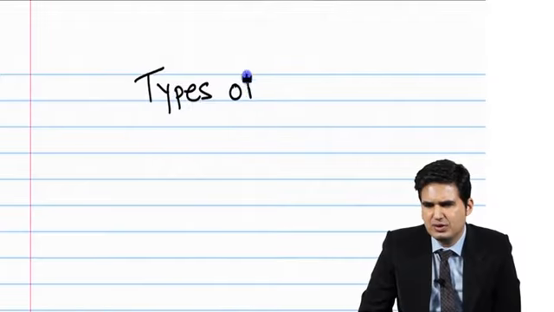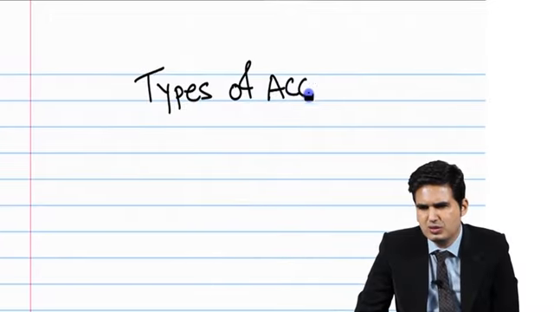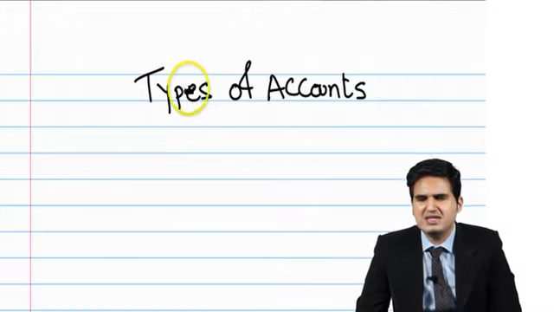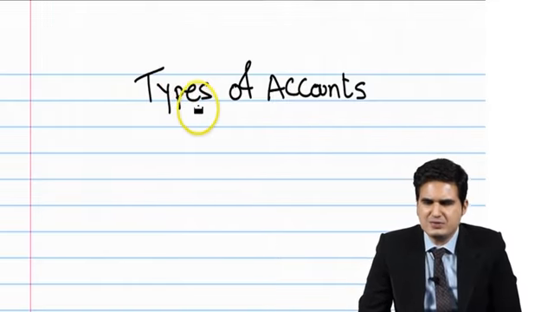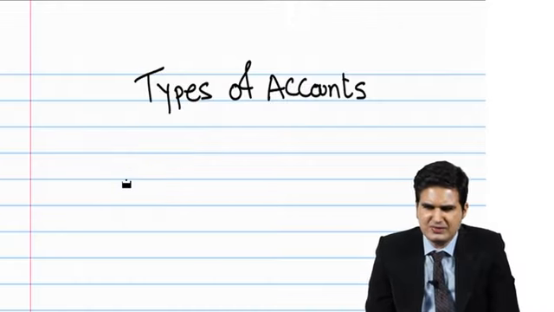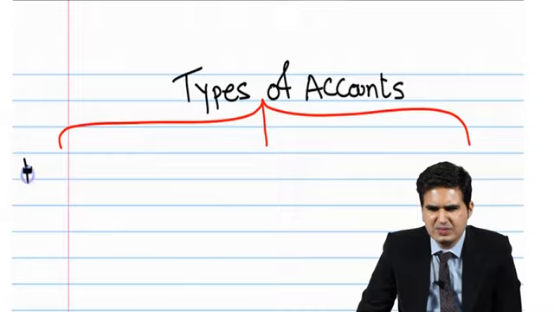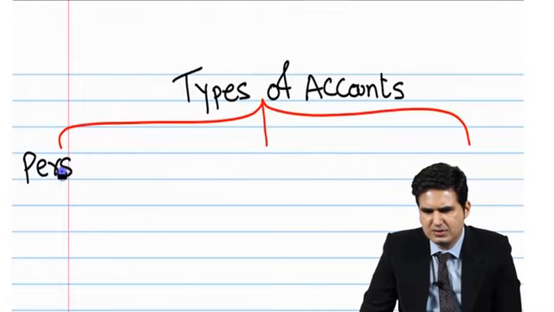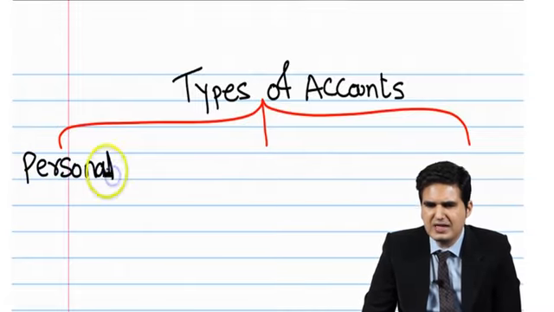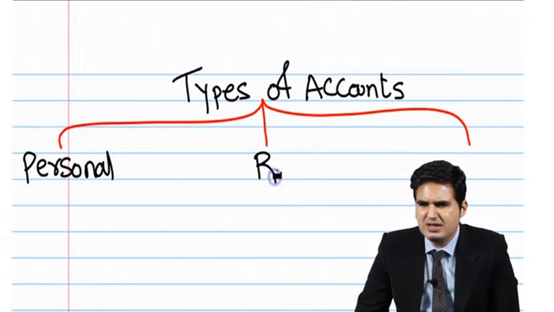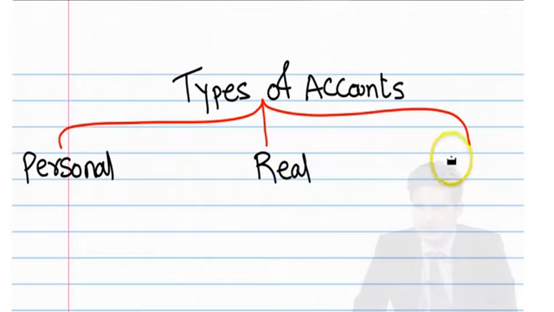Here are the types of accounts. Alright students, now see, basically how many types of accounts are there, or rather how many categories can we divide a particular account into? The first variety of account is a personal account. The second variety is a real account, and the third variety is called a nominal account.